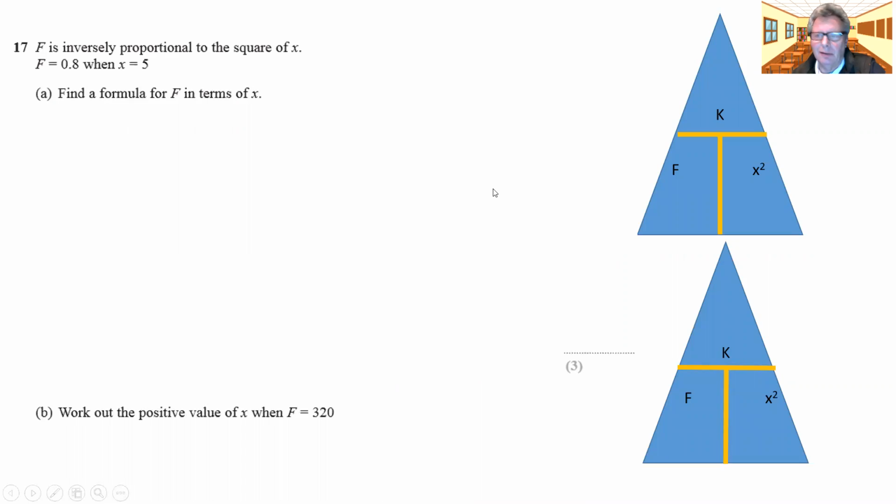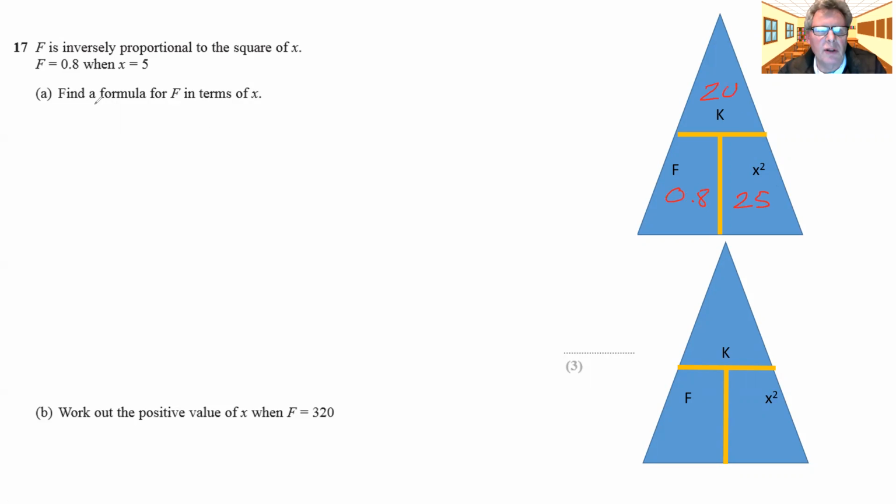Okay, I'll be using magic triangles because it's inversely proportional to the square of x. We've got k at the top, f and x squared down at the bottom of the triangle. Let's put the numbers in. So x is 25. That's 0.8. So we get the calculator out now. All we've got to do is 0.8 times 25, and that's going to give us 20. So we know k is 20.